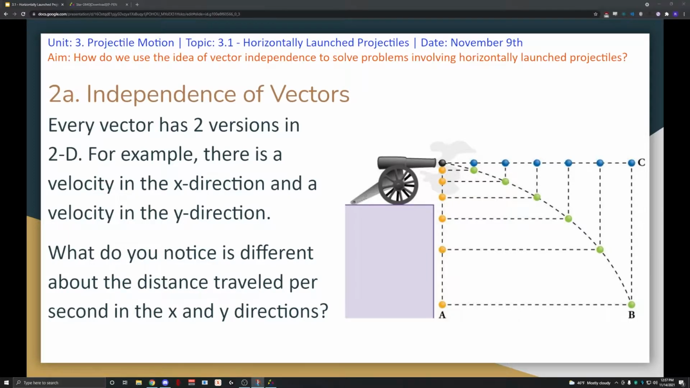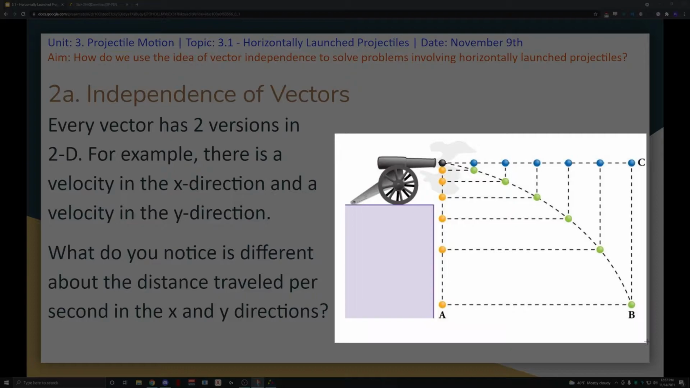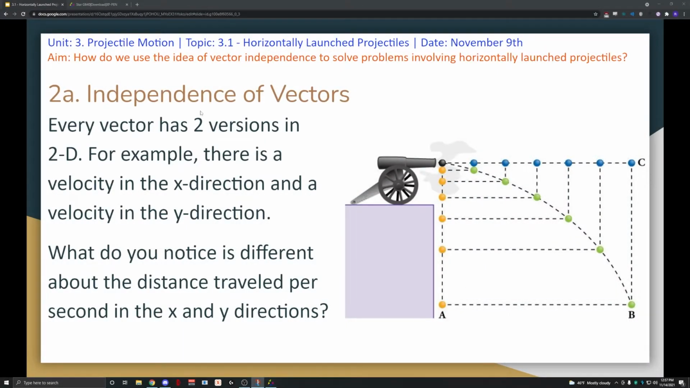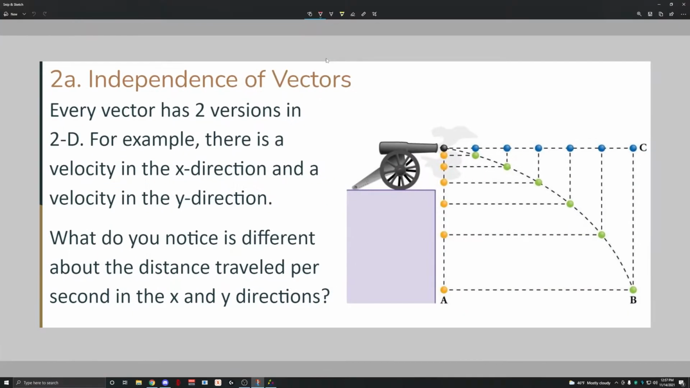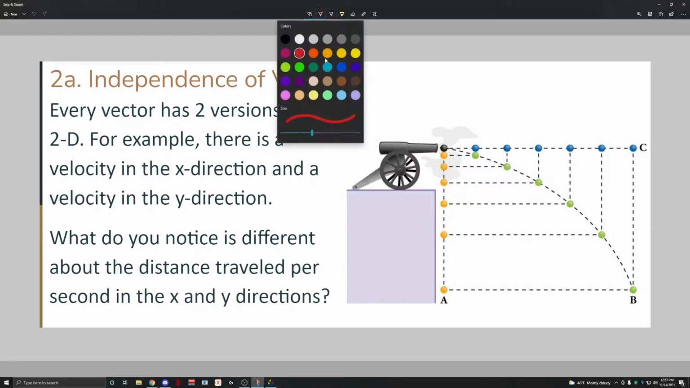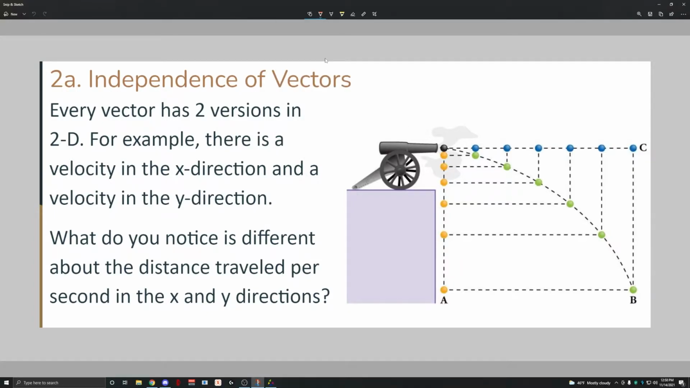Let's take a look at this image right here. Again, I show you the path of the projectile, which is the green ball. The x-axis is the blue ball, and the y-axis is the yellow or orange ball. So we can say there's a velocity in the x-axis, and there's a velocity in the y-axis.